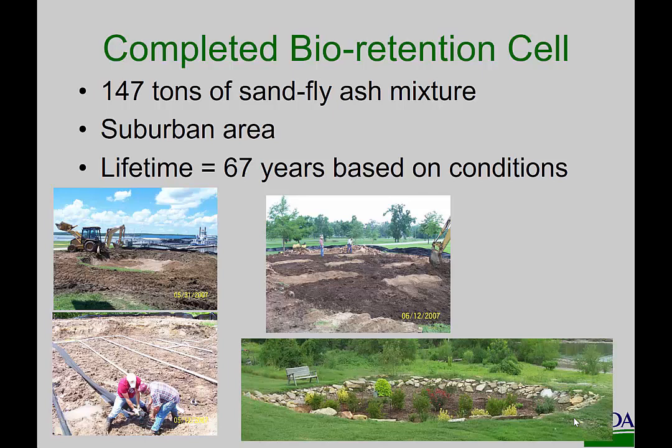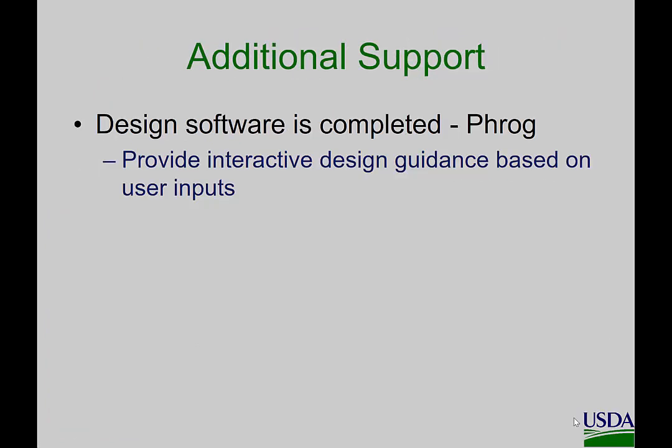Here's a bioretention cell in an urban area. This is in northeastern Oklahoma. They used a sand fly ash mixture as their phosphorus sorption material. And based on the flow that was going into it and the amount of media that they used and its characteristics, it'll last about 67 years. So again, the short answer on performance is, it depends. And we can design them to last for however long you want. And to do that, we have the Phrog software.